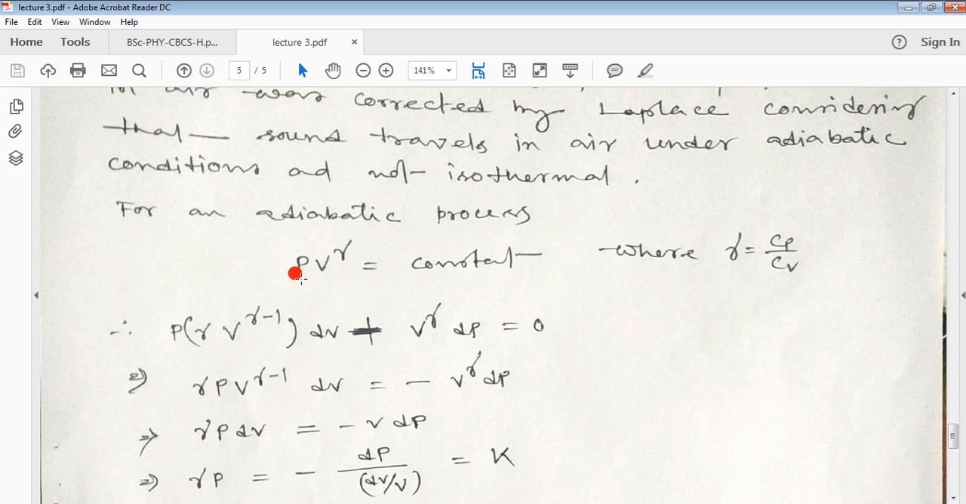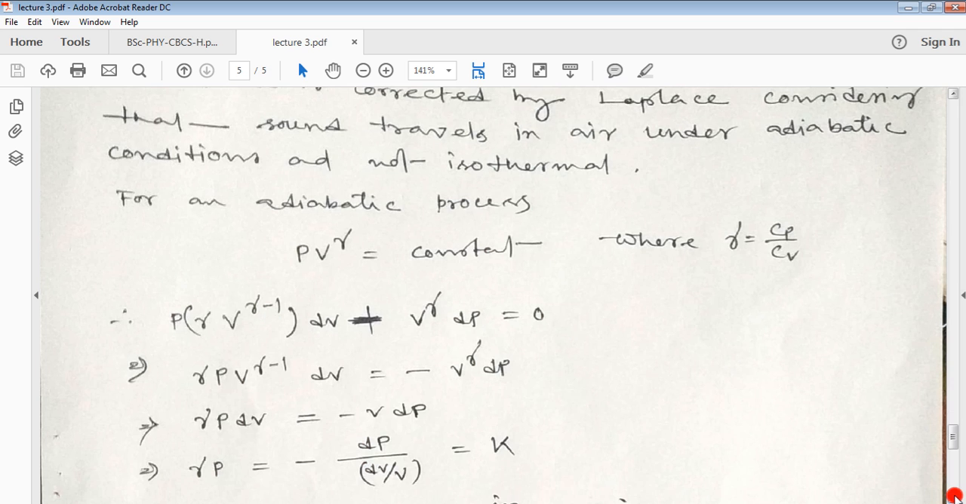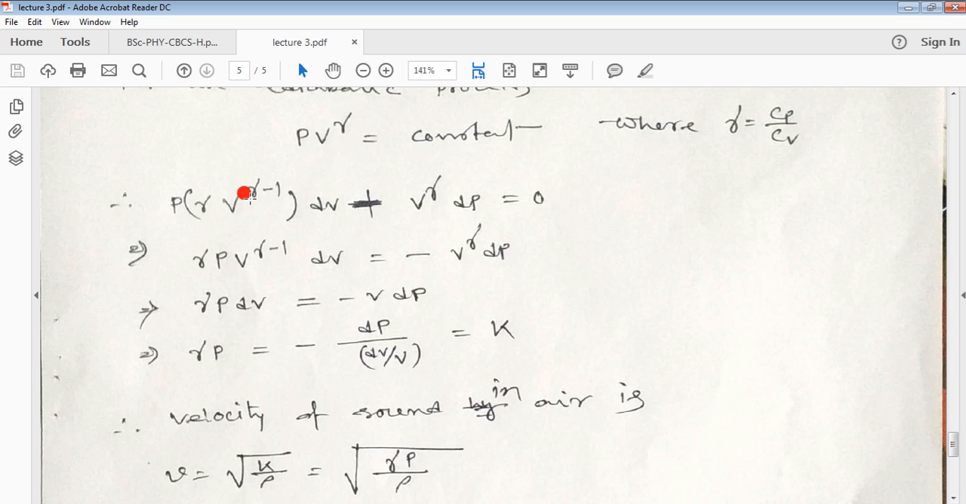And considering the sound propagation process to be adiabatic, for a gaseous system we have PV to the power gamma equal to constant, where gamma equal to Cp by Cv, the ratio between the specific heats at constant pressure and constant volume respectively. Proceeding in the similar way, firstly differentiating this relation, we obtain P gamma V to the power gamma minus 1 dV plus V to the power gamma dP equal to 0, and after some mathematical simplification we obtain a relation finally, that is gamma P equal to K, that is bulk modulus in terms of gamma P.